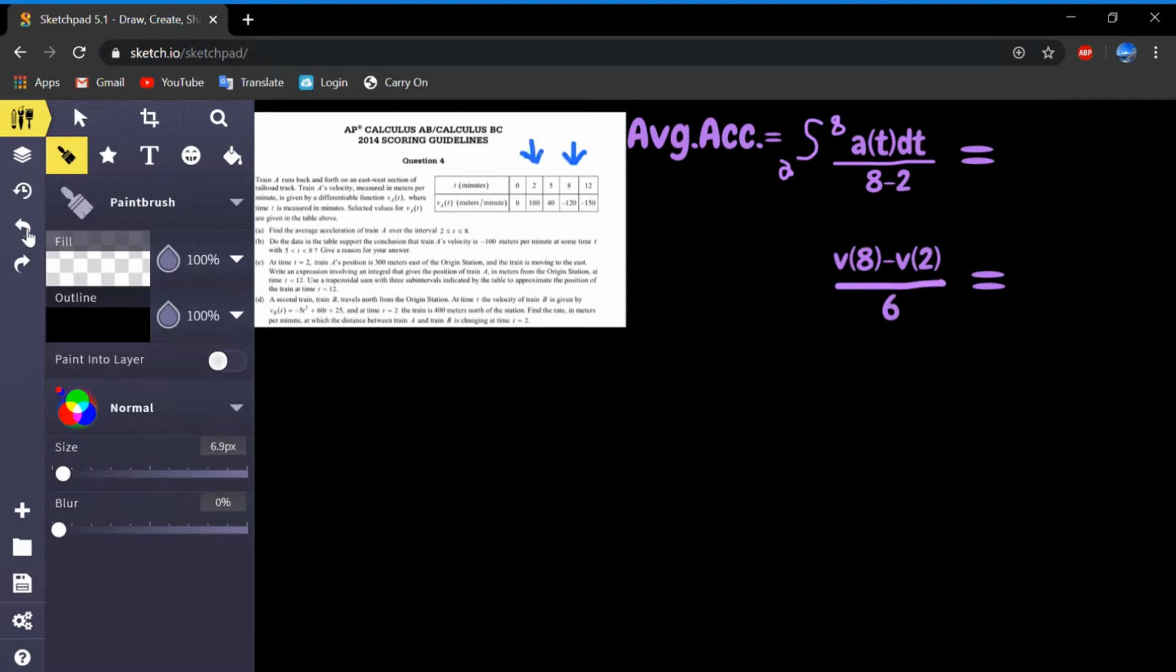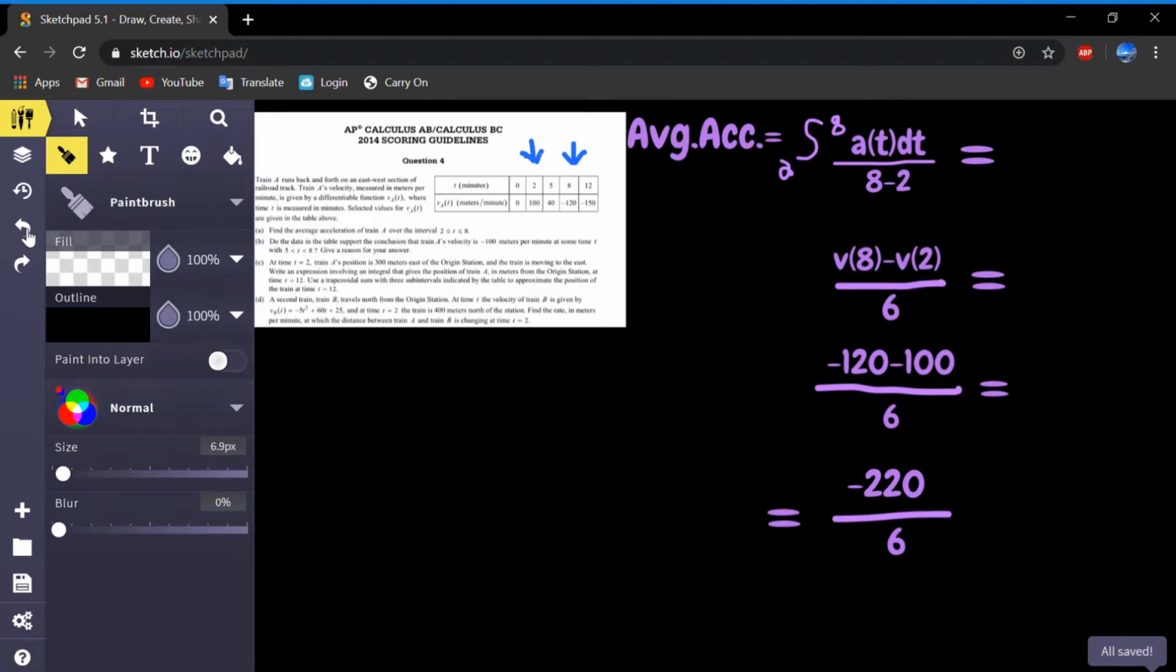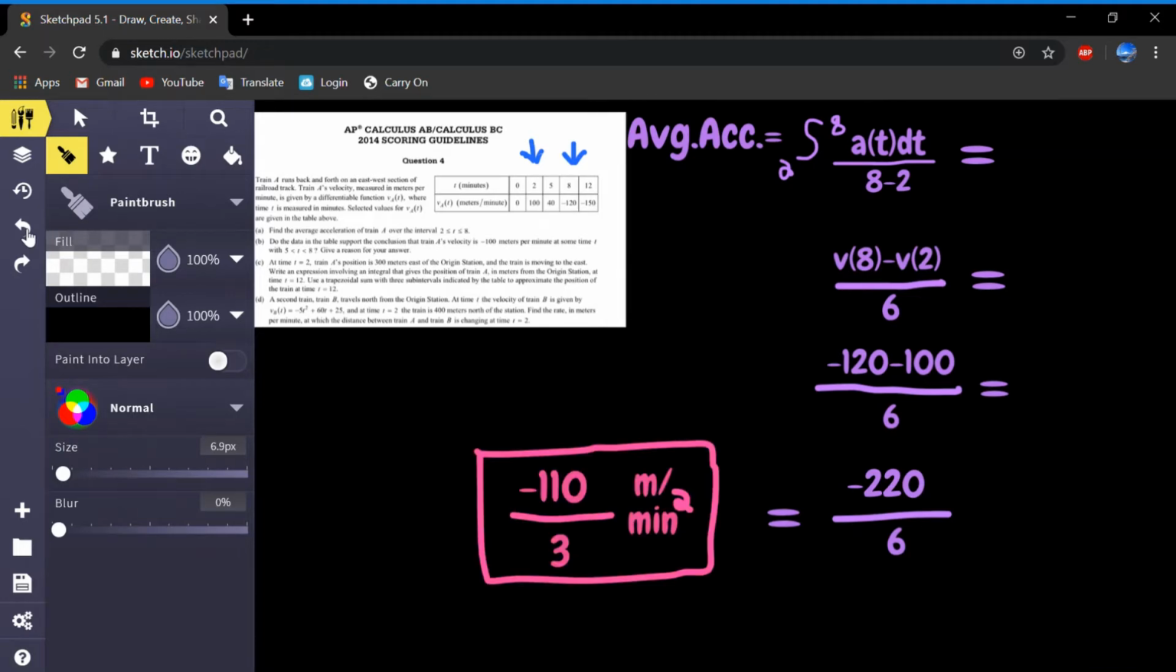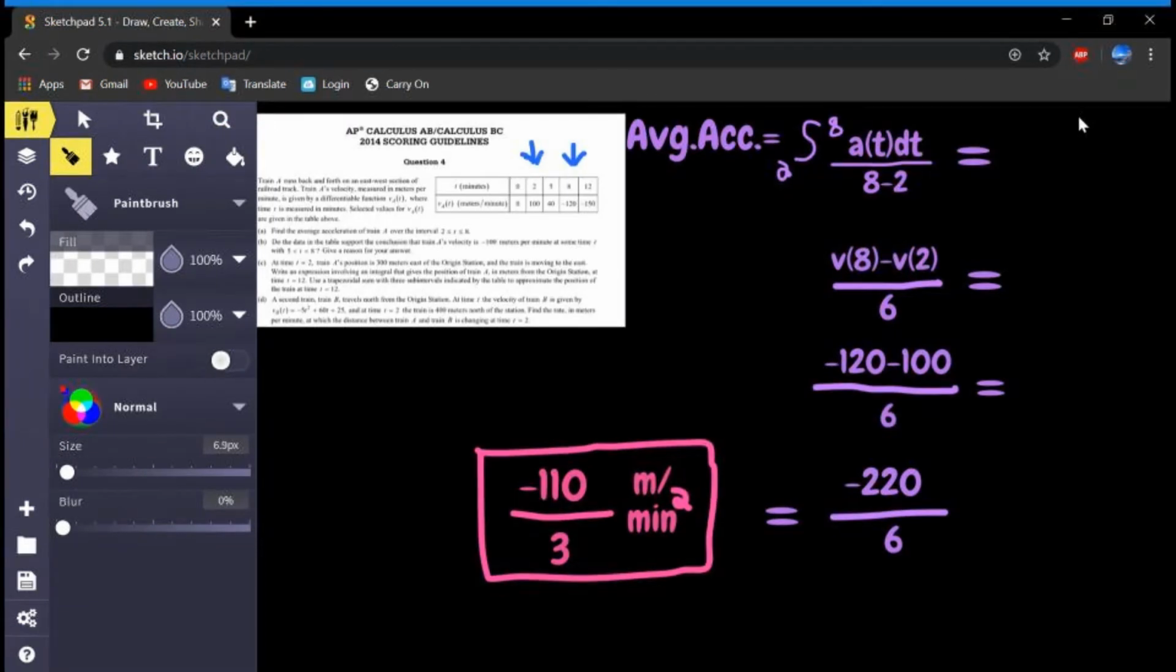So we find our values from the table we are given, and v(2) will be 100 while v(8) is negative 120. So we end up with negative 220 over 6, which is simplified to negative 110 over 3 meters per minute squared.